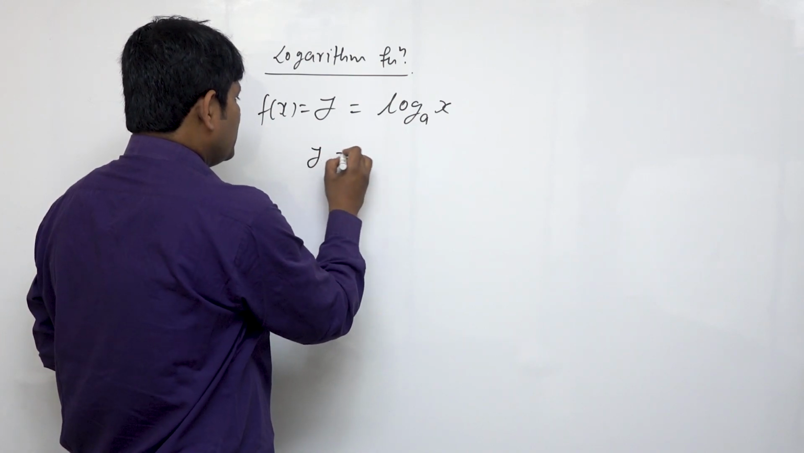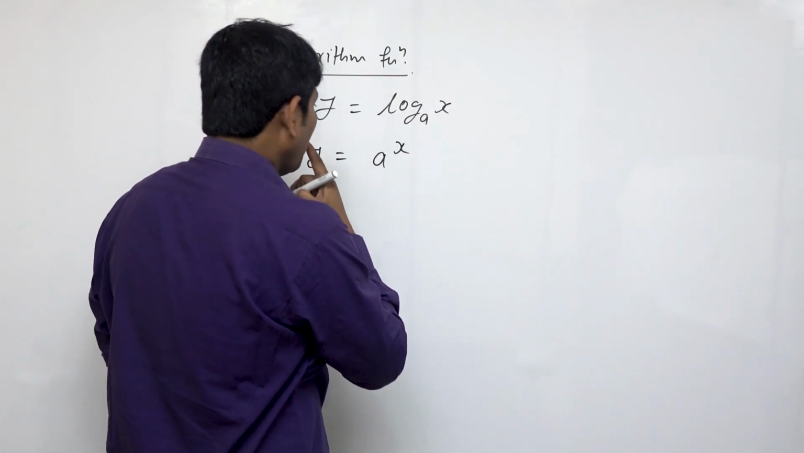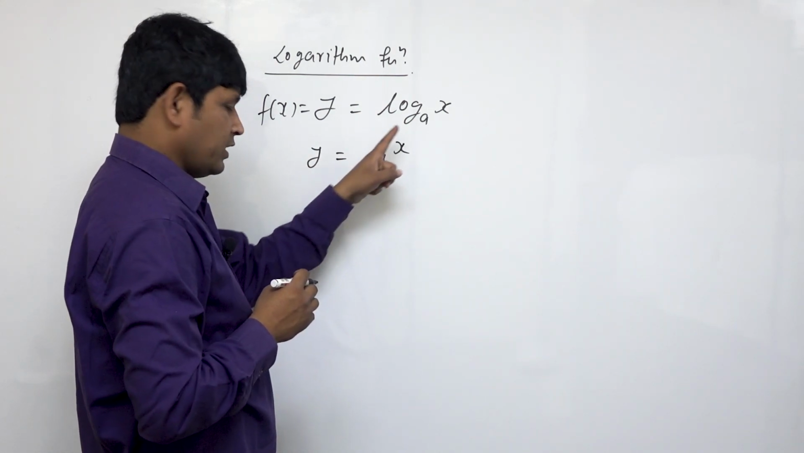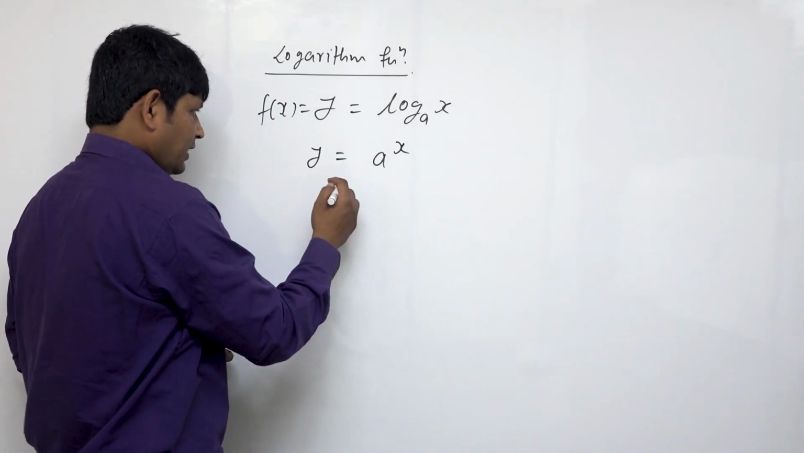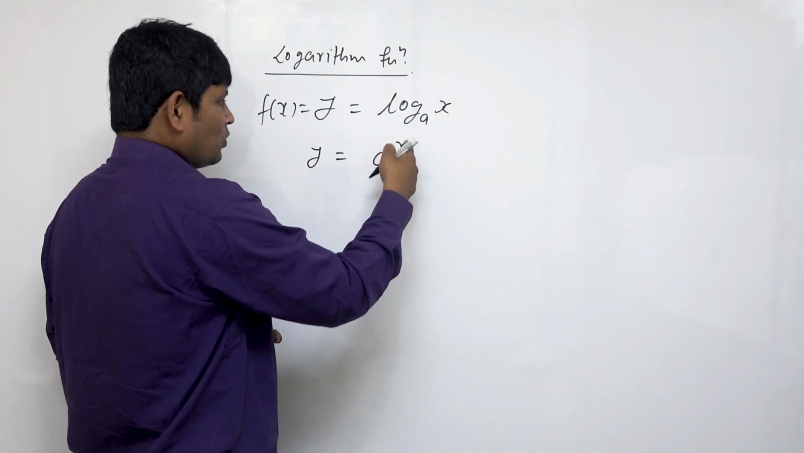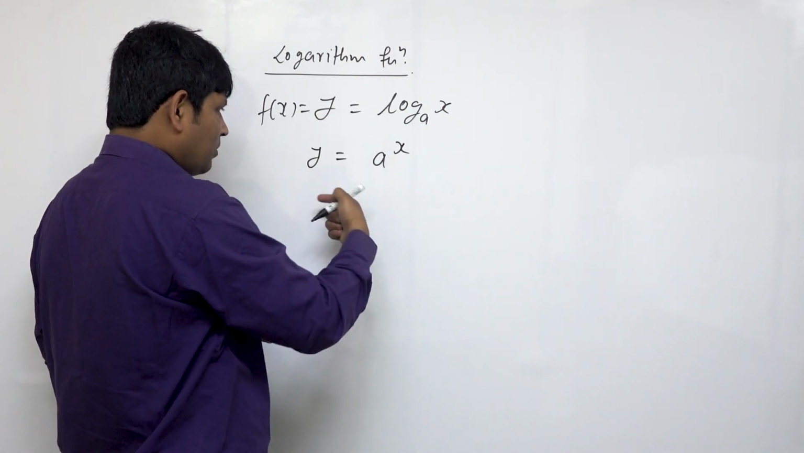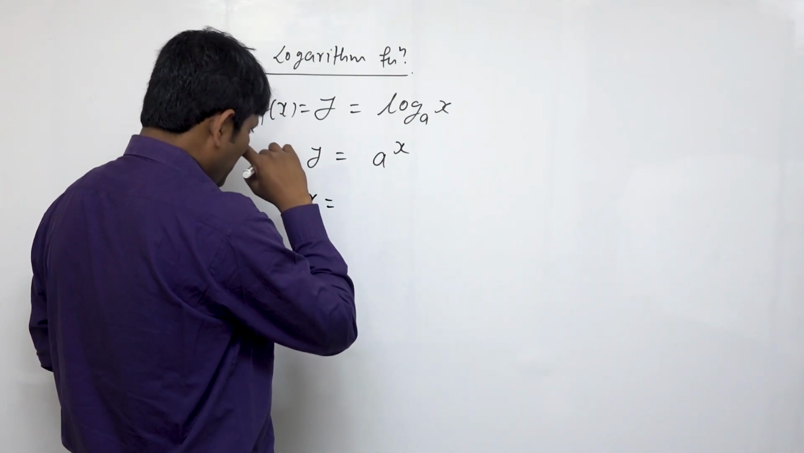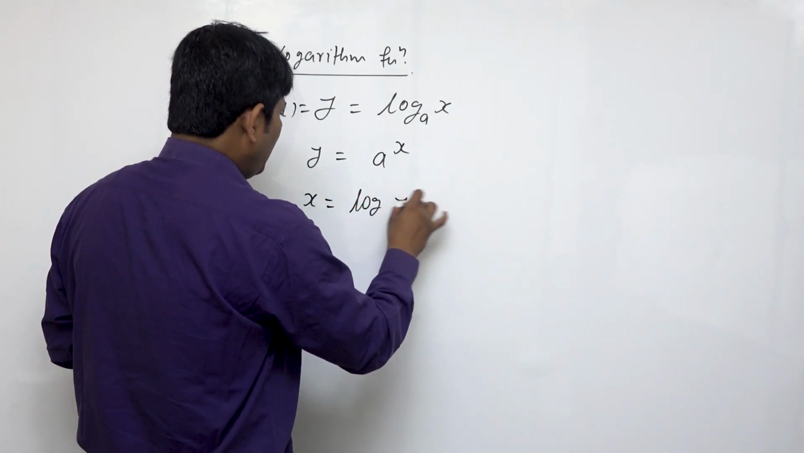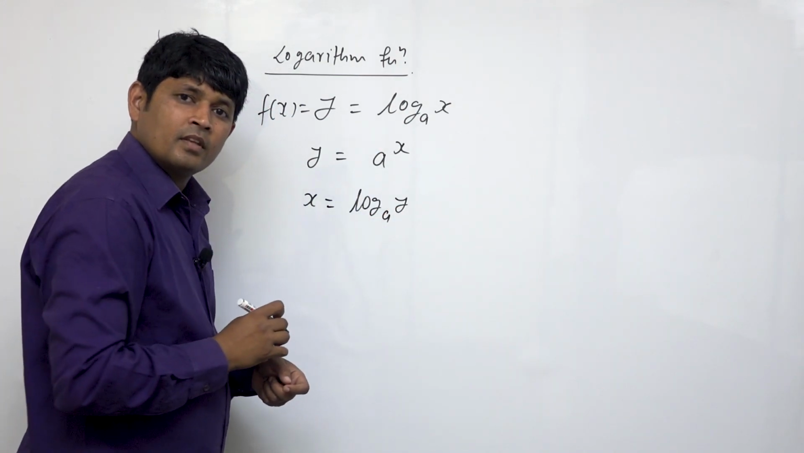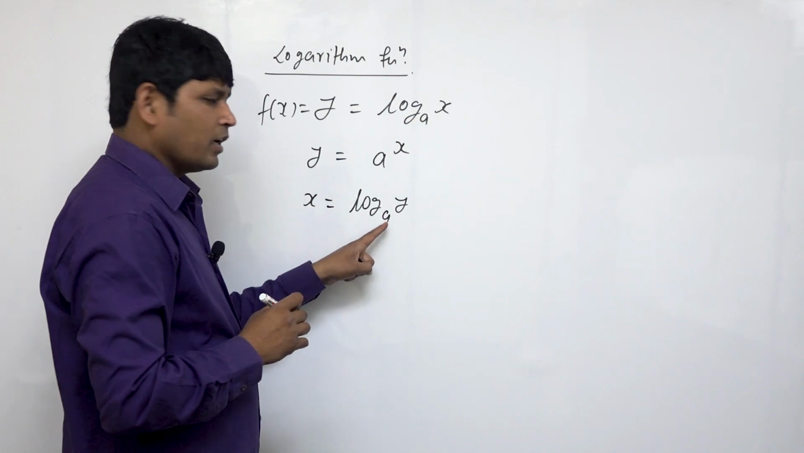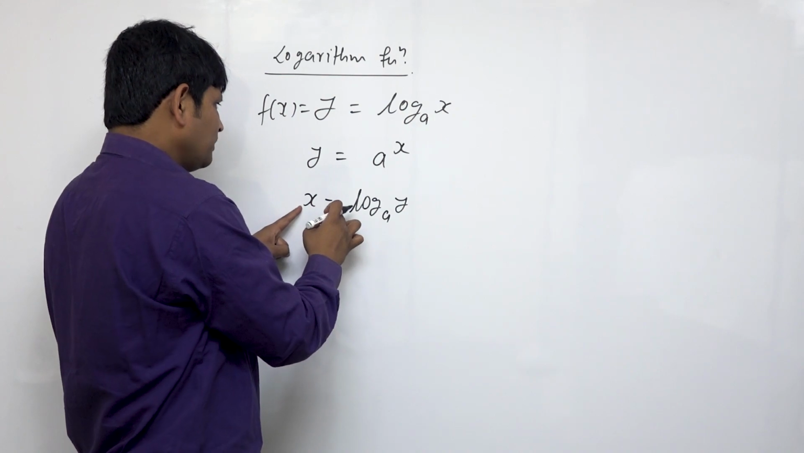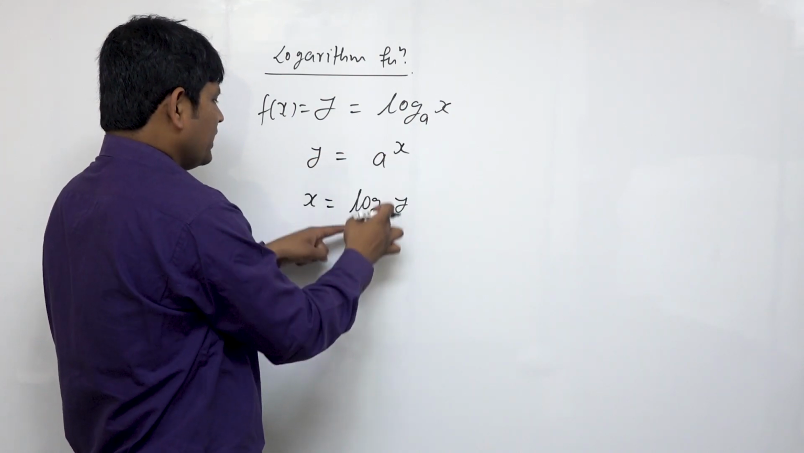So here y is equal to a to the power x, which is an exponential function. How to convert from exponential to logarithm? It is written like that: y is equal to a to the power x. So we can convert this by solving for x. So x is equal to log of y to the base a. Now the exponential gets converted to logarithm. How? Let's see once again. y is equal to a to the power x, so x is equal to log of y to the base a.